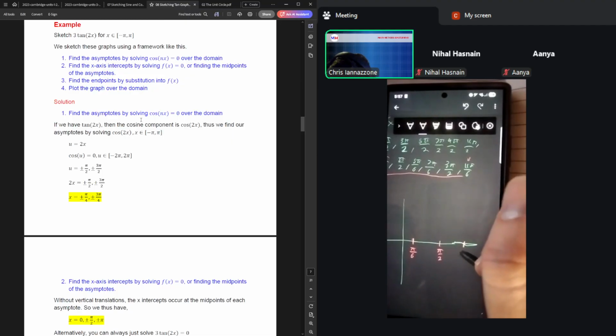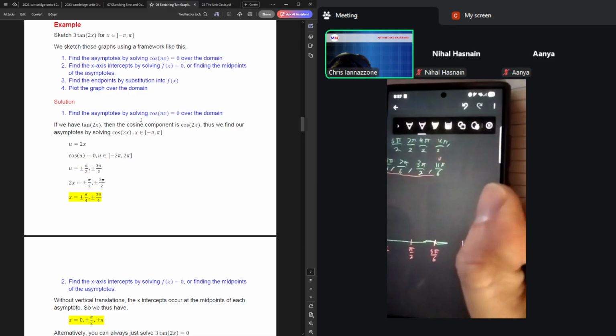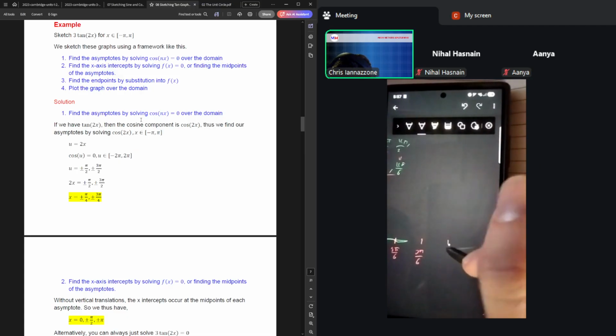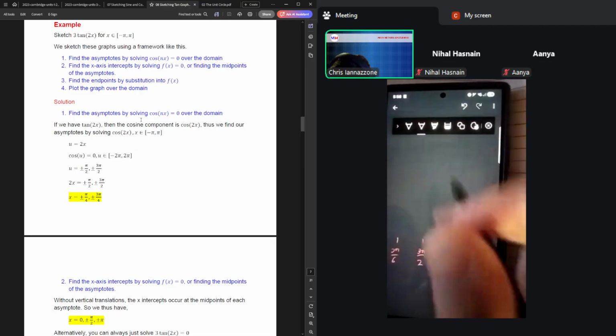5 pi over 6, 7 pi over 6, 3 pi over 2, and 11 pi over 6.